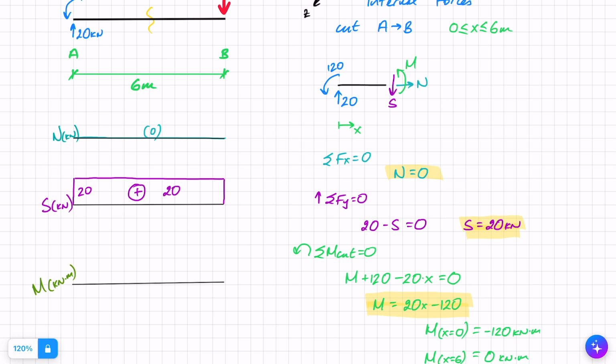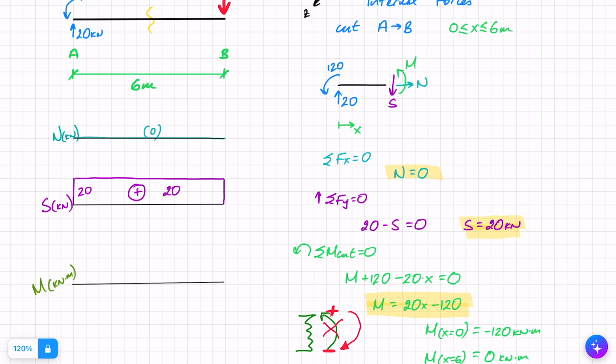The last thing that I want to do is draw the moments. Now, I want to just note here, in my cut, I assumed that my moment went like this. But my moment came out as minus 120. So actually, this is the wrong direction of my moment. In fact, my moment is in this direction. Now, what does that mean? It means that it's pulling on the top, so it's creating tension on the top, making the top longer, and it's pressing on the bottom, so making that bottom shorter, which means that the tension side is on the top.